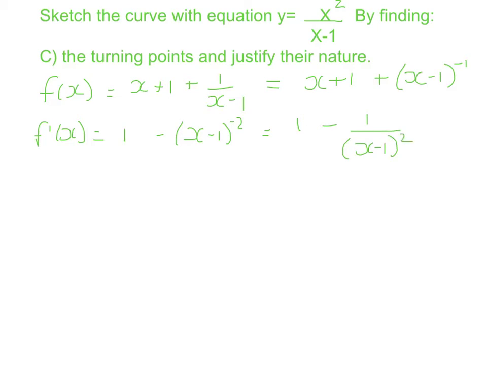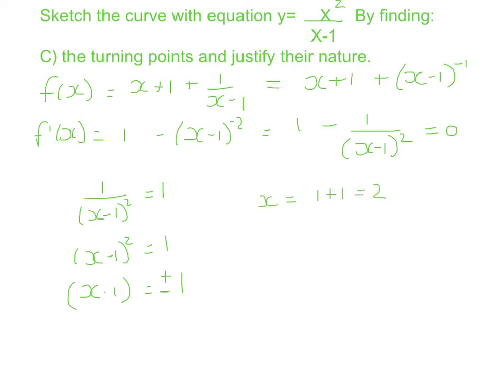To find my stationary points, I need to set that to 0. So I can rearrange to see 1 over x minus 1 squared equals 1, which means that x minus 1 all squared must equal 1. So x minus 1 could be plus or minus 1. So the two options are x equals 1 plus 1, which is 2, or x equals negative 1 plus 1, which is 0. So I have my two x coordinates of my stationary points.